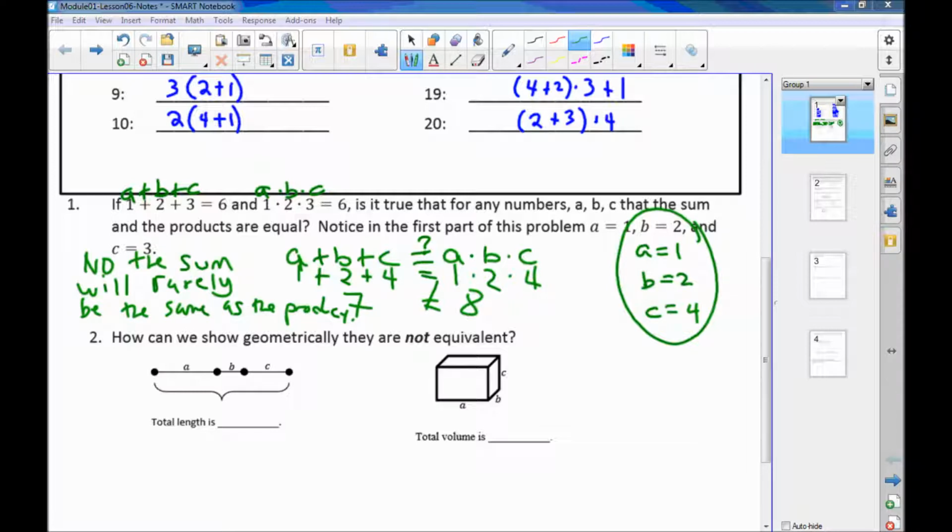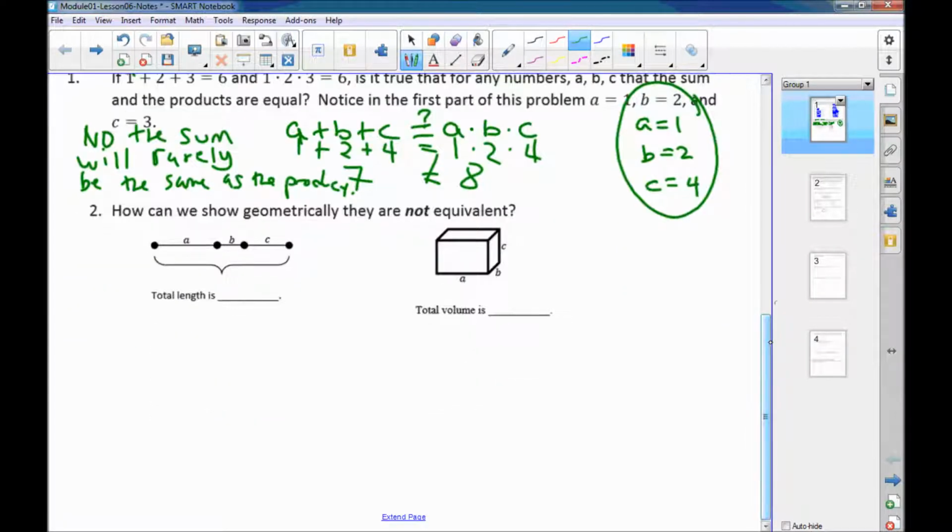All right, so how can we show geometrically that these are not equivalent? So geometrically, when you do 1 plus 2 plus 3, or a plus b plus c, what we're doing is lining up 3 segments into one long segment and then measuring the length of the long one. So our total length here is a plus b plus c. But when we're doing a times b times c, what we're doing is really finding out the volume, or how many little cubes will fit inside of this rectangular prism that we are creating here.